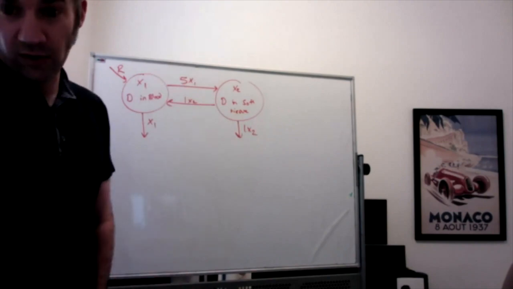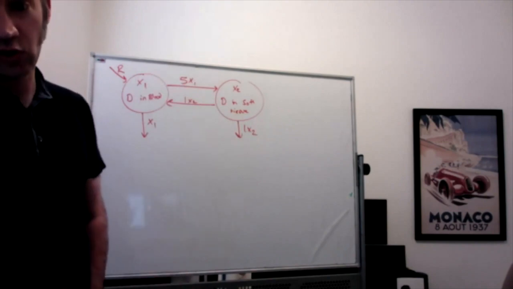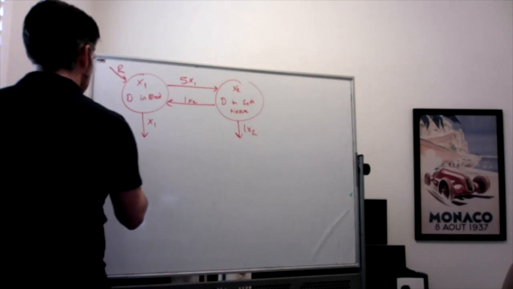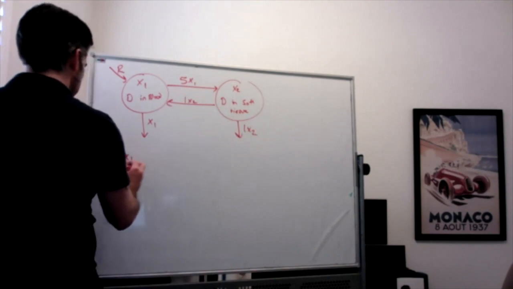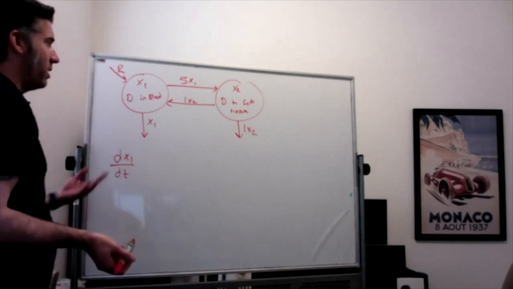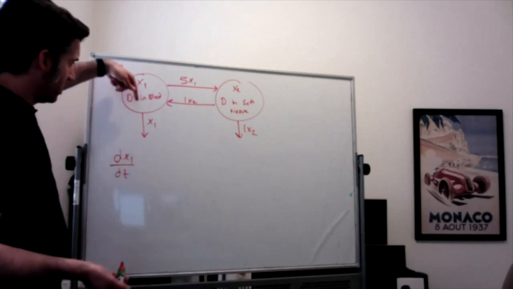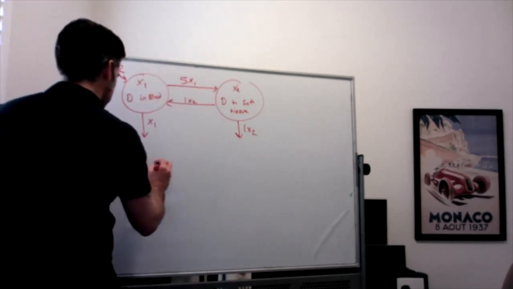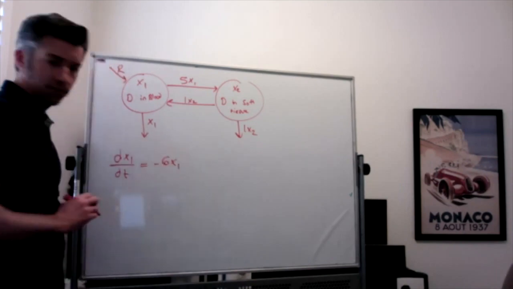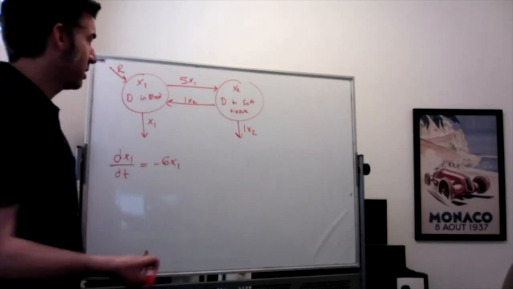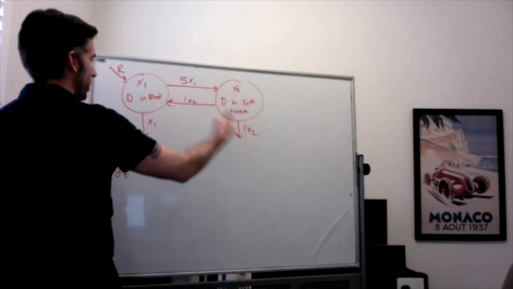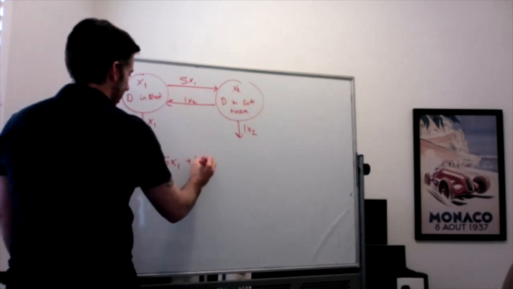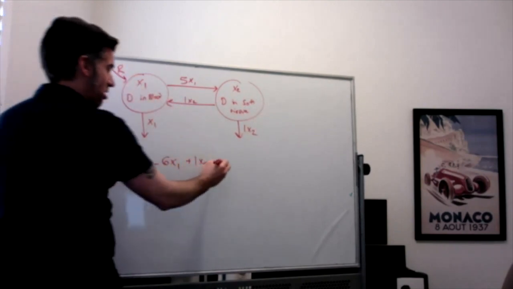Determine the system of differential equations. Okay, that part also shouldn't be too terrible. So you've got dx1/dt. So what's happening with x1? Well, we're losing 1x1 and we're losing 5x1. So we're losing 6x1. So we have the negative 6x1. We're gaining 1x2. And we're also gaining r.